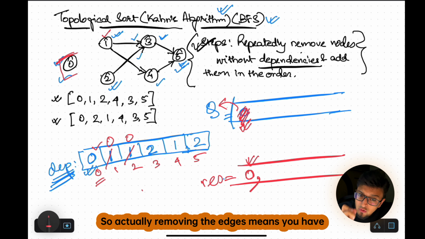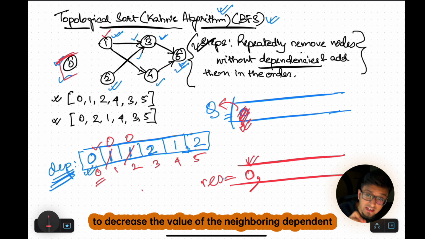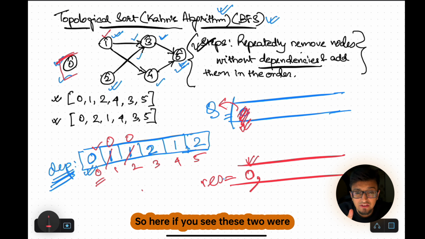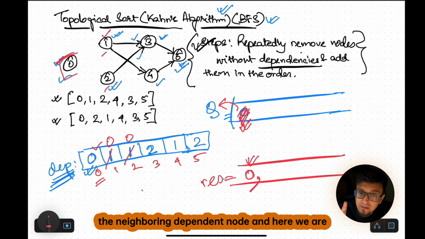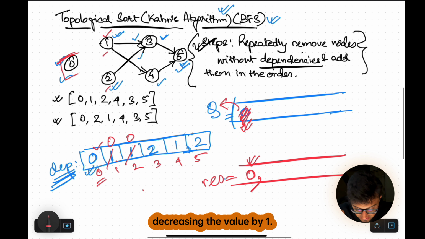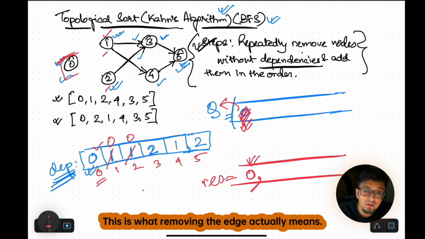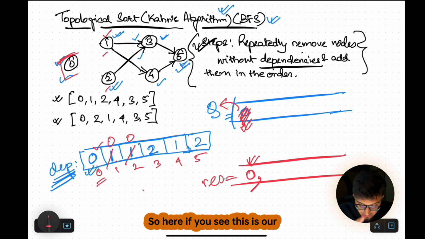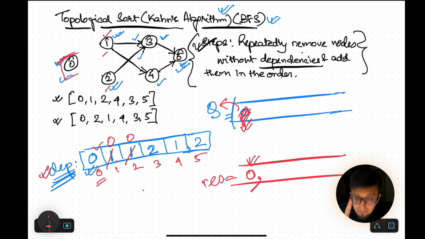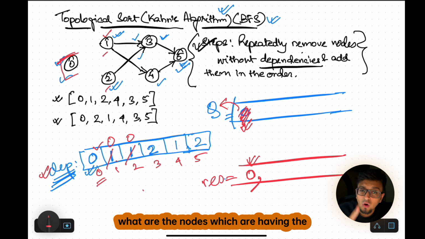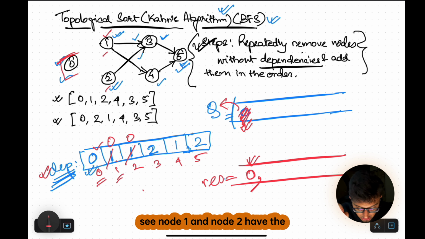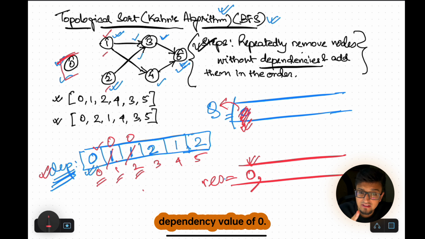So actually removing the edges means you have to decrease the value of the neighboring dependent node by 1. Here these two were the neighboring dependent nodes and we are decreasing the value by 1. This is what removing the edge actually means. So this is our new dependency map. Now again we will check which nodes have the dependency value of 0, and here you can see node 1 and node 2 have the dependency value of 0.